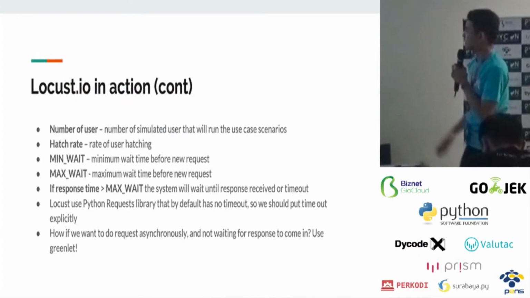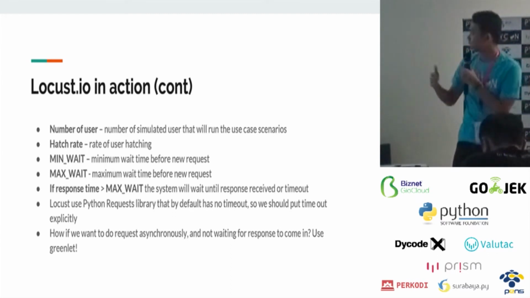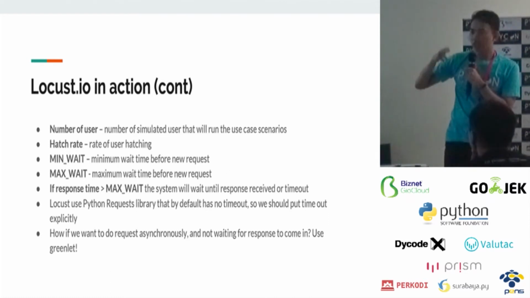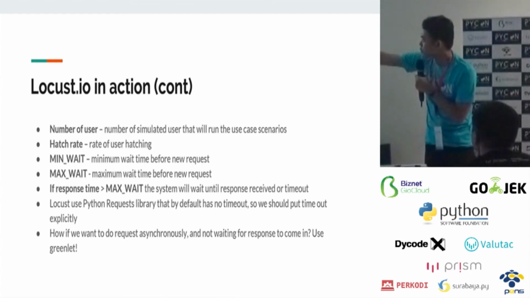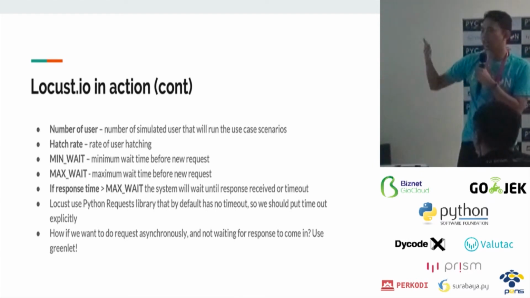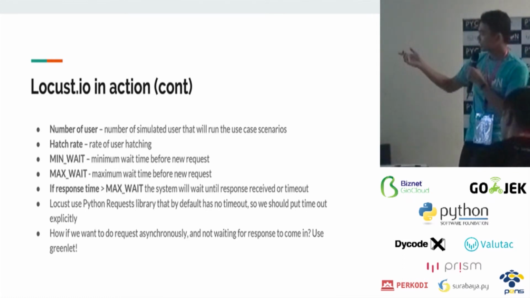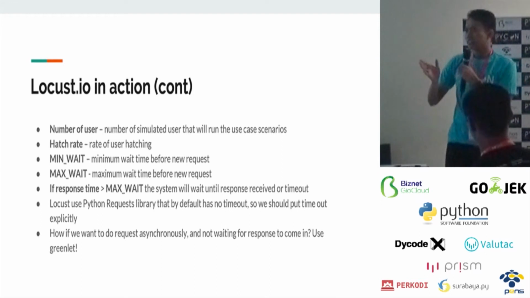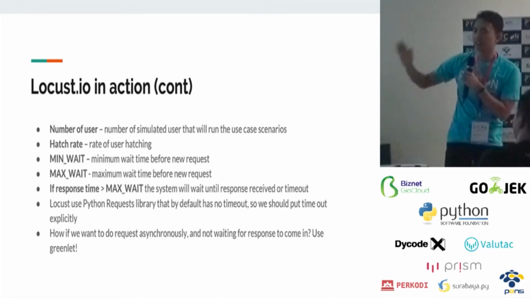But there is some problem here. Locust uses Python requests, which by default has no timeout. So basically, min and max wait is when the new request will hit if you receive a response. But if you haven't received a response until the max wait is exceeded, you will still be waiting for a response unless you give a timeout. Or maybe you are wondering how to make an asynchronous request that doesn't necessarily wait for a response, but after a certain amount of time, just hits again.